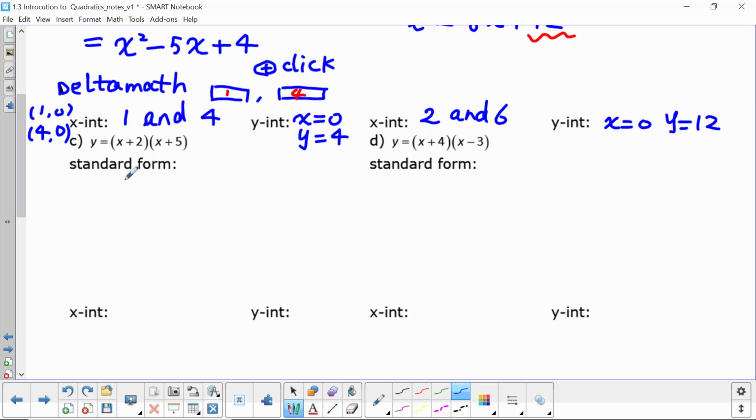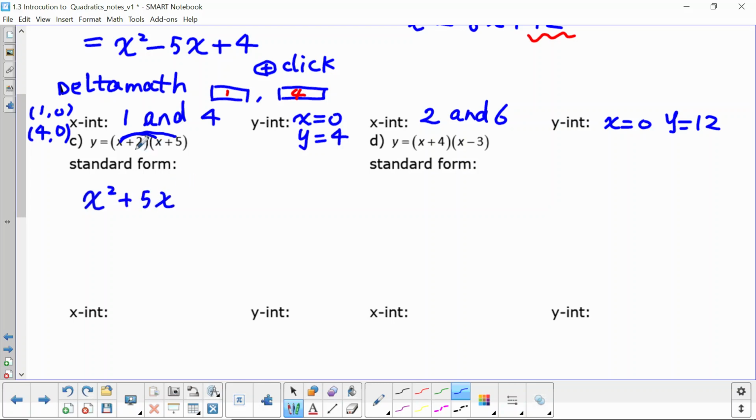So now we are going to do this one. I will do the rainbow. It's just to save space. So x times x gives you x squared. First term in the first bracket times each term in the second bracket. So x times x, then x times 5 is 5x.